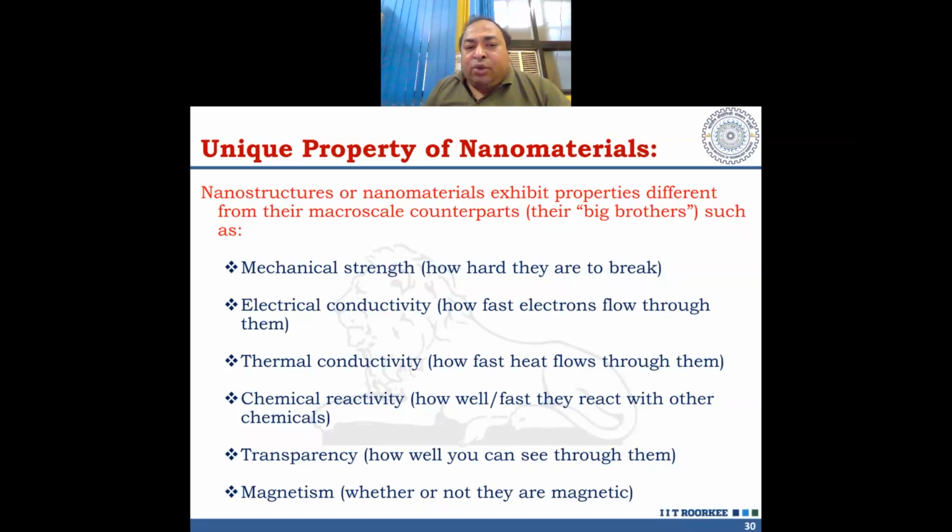So let's look at the unique properties of nanomaterials. Nanostructures or nanomaterials exhibit properties different from their macro scale counterparts, such as mechanical strength, how hard they are to break, electrical conductivity, how fast electrons flow through them, thermal conductivity, how fast heat flows through them, chemical reactivity, how well or how fast they react with other chemicals, transparency, how well you can see through them, and magnetism, whether or not they are magnetic.